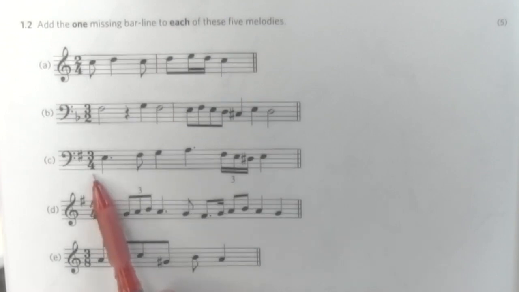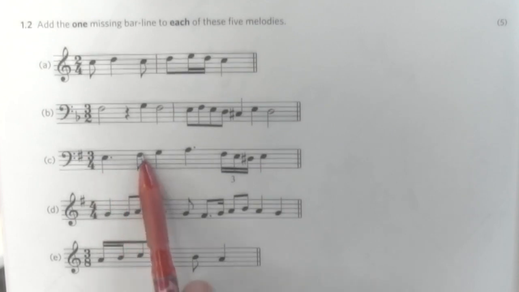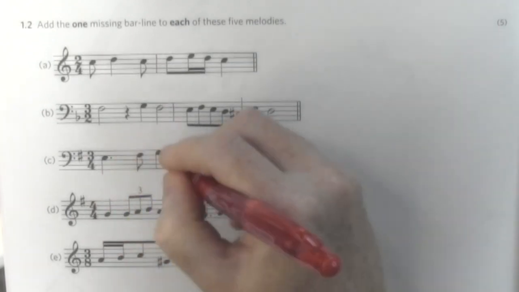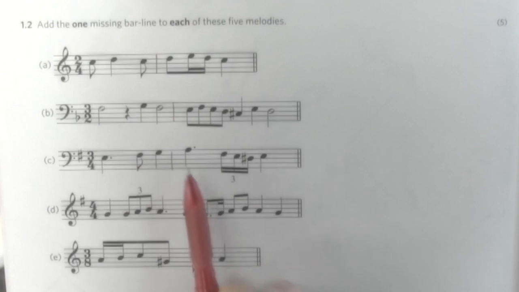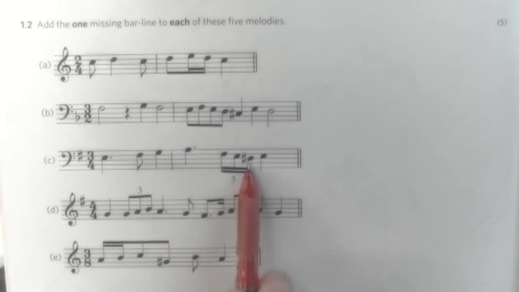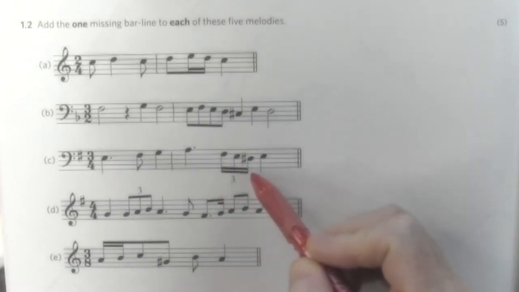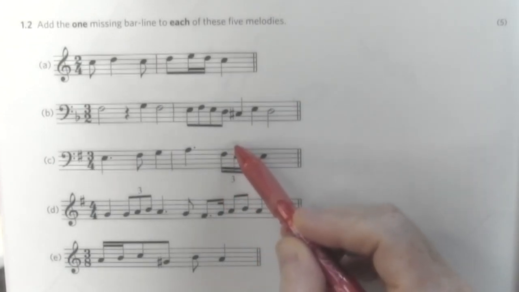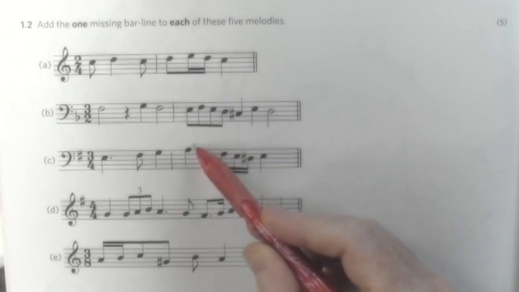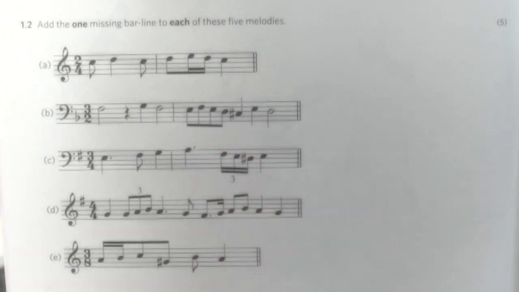Next one. 3/4. 3 crotchets. 1, 2, and 3. 1, 2, and 3. Do I need to count here? No, this is a group of things. 3 in the space of 2. 2 semiquavers equals a quaver, and a quaver.